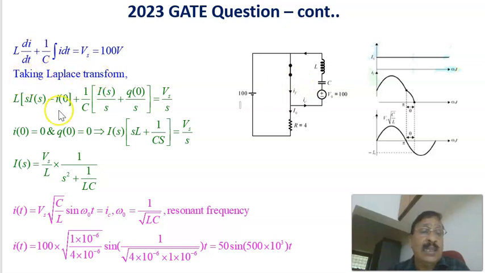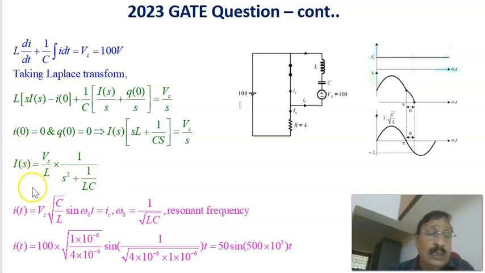Taking the Laplace transform, we get L times (S·I(S) minus the initial value of the current) plus (1/C)·I(S)/S plus the initial charge Q0 divided by S, equal to Vs divided by S. Assuming the initial value of the current as well as the initial charge are equal to 0, we get I(S)·(SL plus 1/(CS)) equal to Vs/S, or I(S) equal to Vs divided by L, times 1 over (S squared plus 1/(LC)).